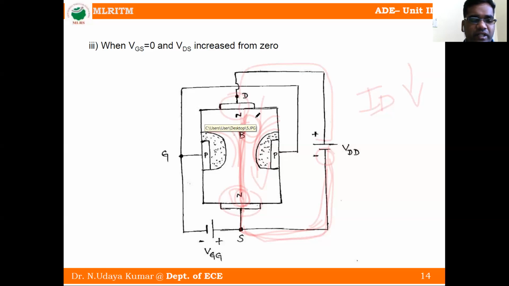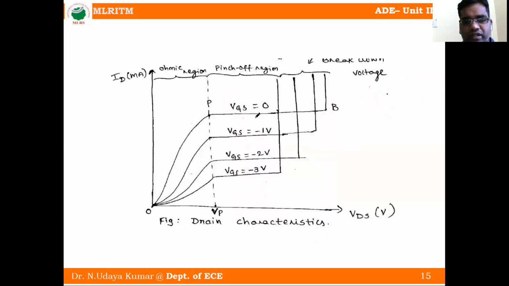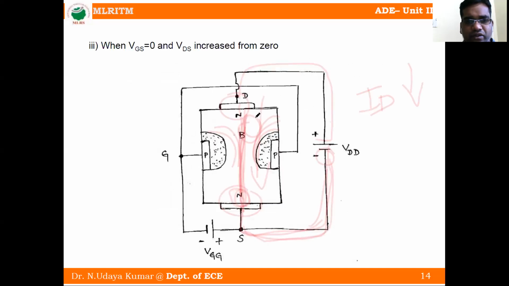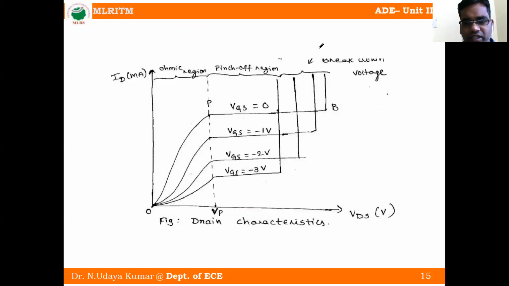As a result of the decreasing cross-sectional area of the channel with increased VDS, we will see the following graph. Whenever VDS is increased from 0 to some value, the ID current also increases up to some point. After that it is constant. Up to this point we call it the ohmic region.